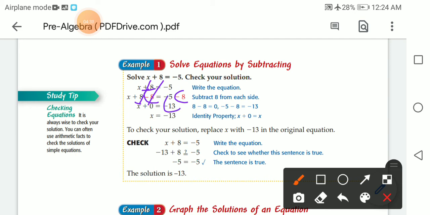Negative 5 minus 8 gives you negative 13. So here x equals negative 13. Identity property: because x plus 0 equals x, here x equals negative 13. To check your solution, you can replace x with negative 13 in the original equation. The original equation is x plus 8 equals negative 5. We can check: is negative 13 plus 8 equal to negative 5?